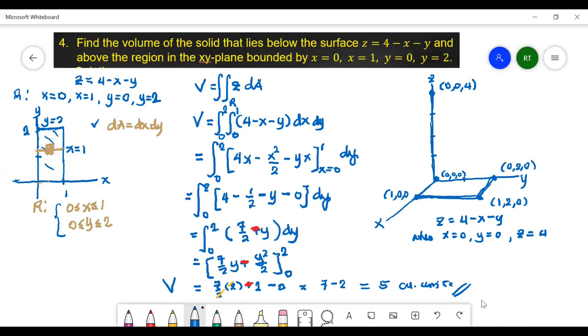Okay, this time let us project the vertex 1, 0, 0. So when x is equal to 1 and y is equal to 0, what is the corresponding value of z? Give me the corresponding value of z when x is 1 and y is equal to 0. So that will give us 4 minus 1 minus 0. So what is z? Okay. 3 pa. 3. Okay. May baby tayong kasama.